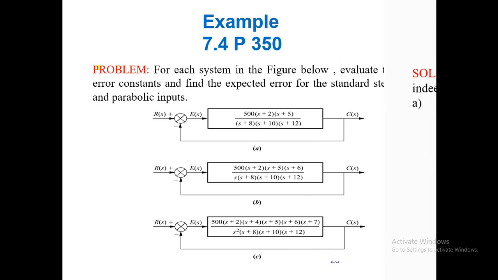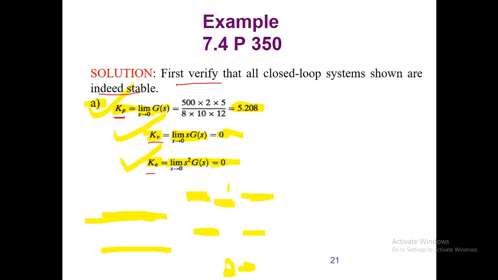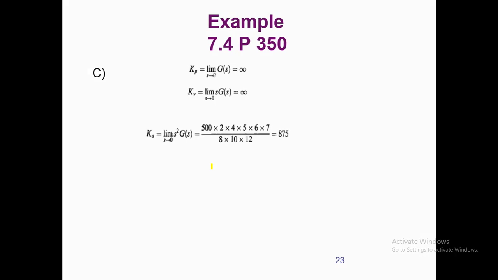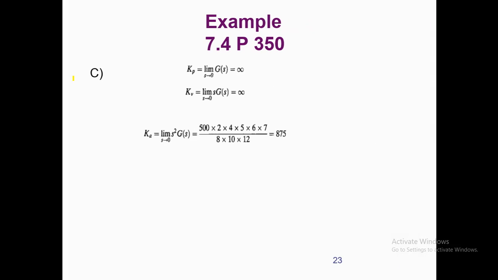This is the figure. Let me show you. This is the second one. This is the figure that we are talking about, and you see that if you apply the parabolic input, the formula to find the steady state error for the parabolic input is equal to 1 divided by Ka, and this Ka was 0, so anything divided by 0 becomes infinity, so the steady state error becomes infinity for a parabolic input for the second system in the figure.